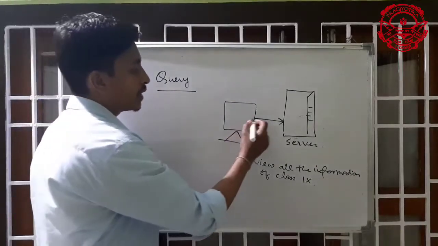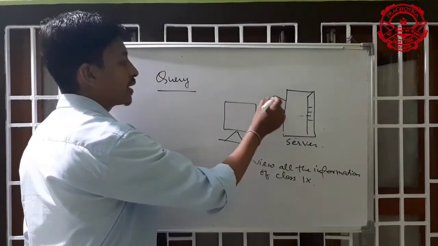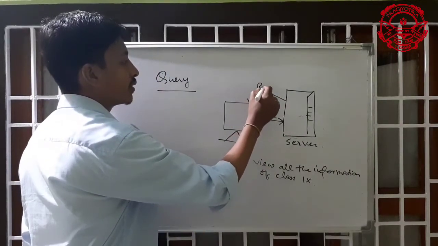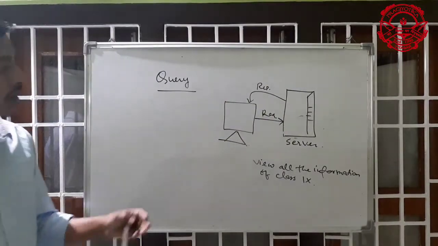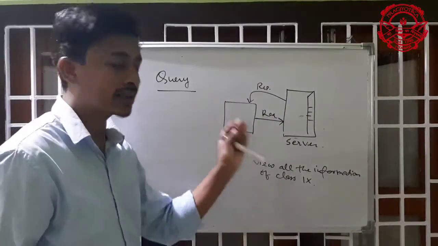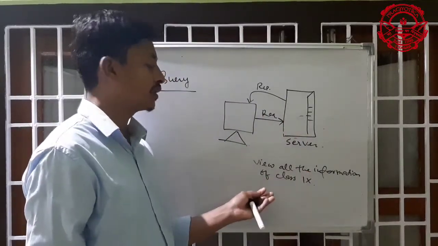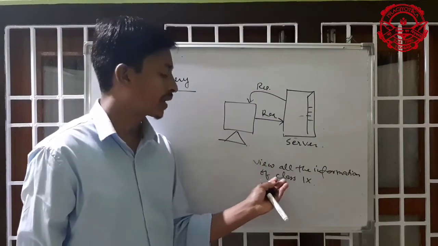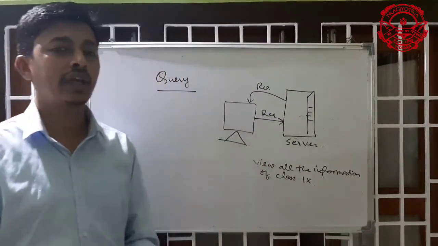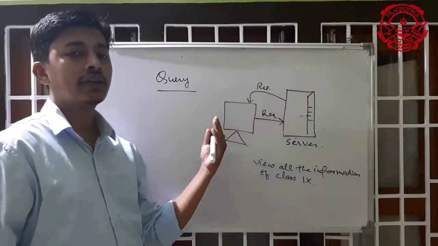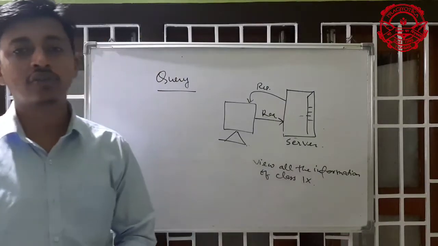So users give a request to the database, and the database sends the response. This is called a query. You give a request, you ask questions on data, that I want the information of all student records of class 9. After that the database searches the information and gives a response, means they will give the output to the user. So this is called a query.